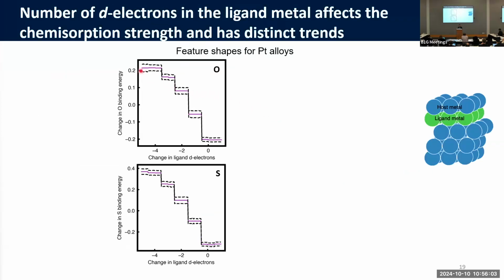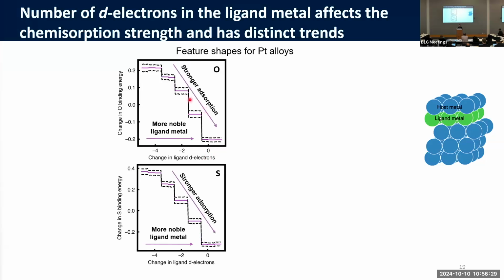What was more surprising that came out of this analysis was that you can just look at the change in ligand d electrons and basically just count electrons, and this tells you a lot depending on the host metal you have. So here I show you a feature shape for O and S adsorbed on different platinum alloys. This is the reference to platinum, so 0 would be that the ligand metal is platinum.